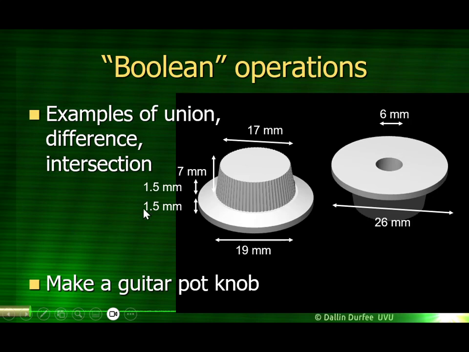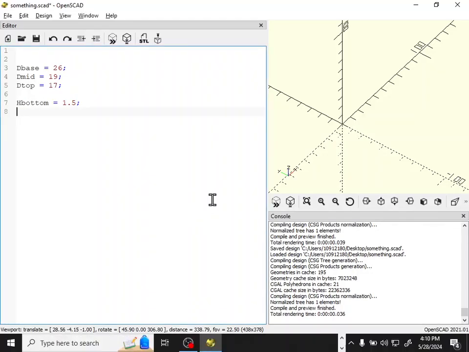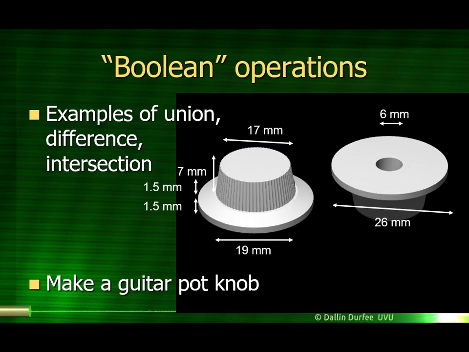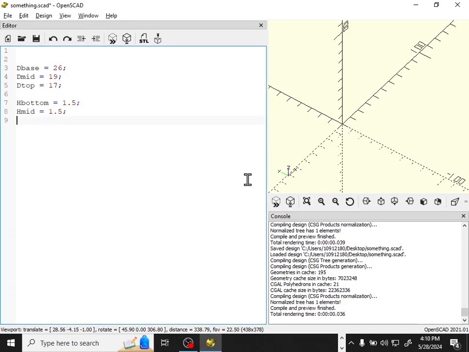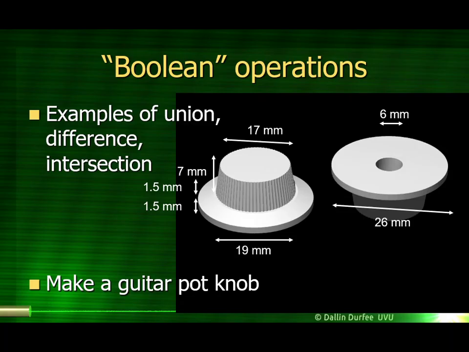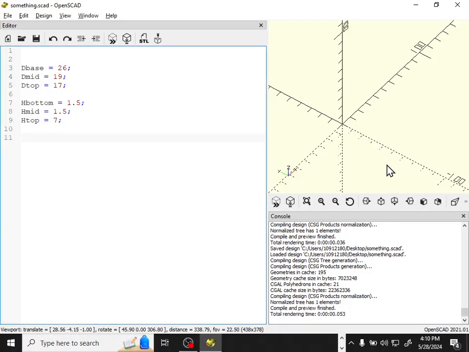And then we've got this tapered region right here that has a height of 1.5 millimeters. So I'll say h mid equals 1.5 millimeters. And then the top part is 7 millimeters. So we'll say h top equals 7. Okay? And then the diameter of the hole is 6 millimeters. So d hole equals 6.